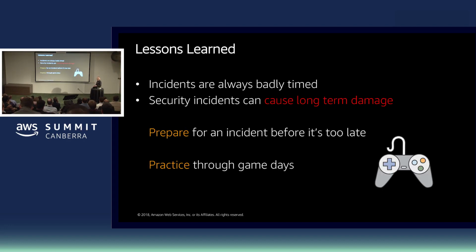Cool. Incidents are always really badly timed. They will happen at 3 a.m., or even worse, they'll happen and then you won't know about them until 9 months later, in the case of many that have been published in the press. So my advice is to really prepare for an incident before it's too late. If you don't have any processes at all, have a look at the NIST guide and where to start. If you have very mature processes, then take a look at the automated tools that I've showed and see how you can integrate them into your processes.